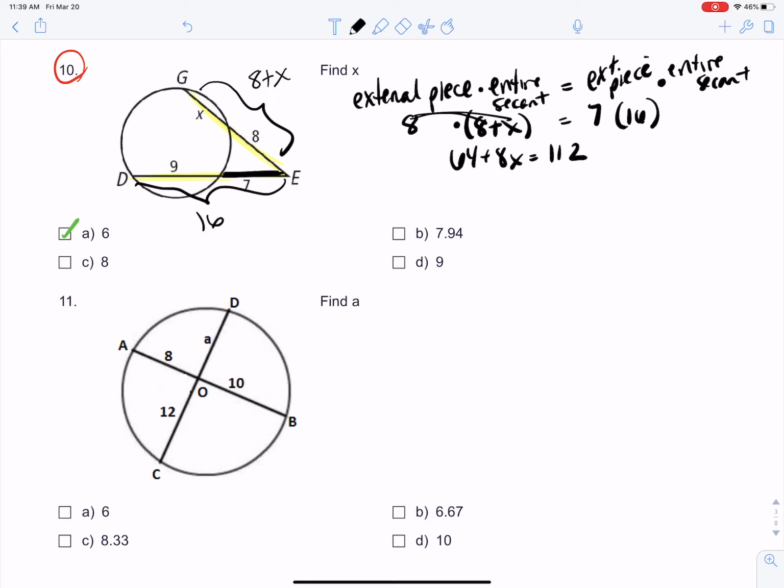$112. We're going to subtract the 64 from both sides. And that's how you get x equals 6, letter A.